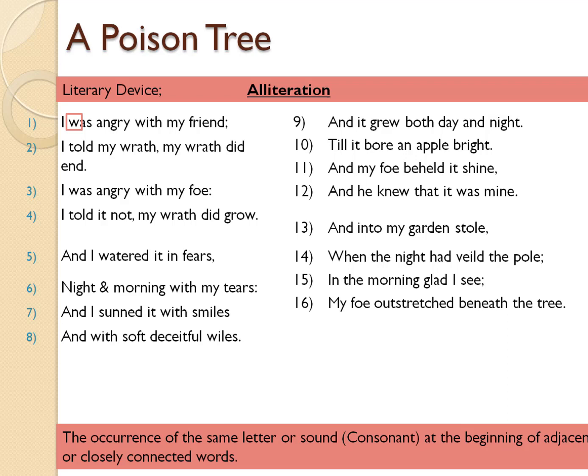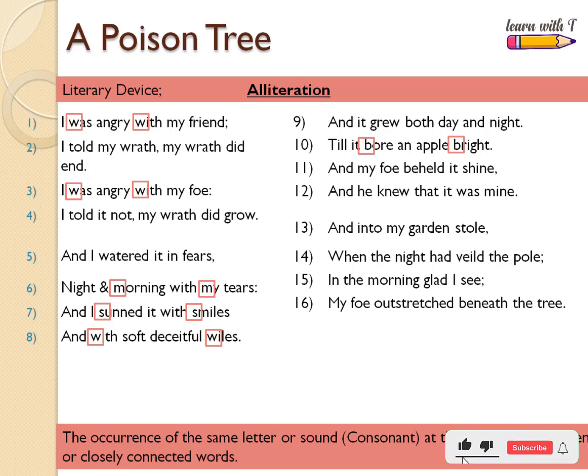In the first line, I was angry with my friend. So was and with, the same consonant sound is being used here. In line 3, I was angry with my foe. The same words have been used and the same consonant sound has been used here. Then in line 6, night and morning with my tear. Morning and my both start with the same consonant sound. Then in line 7, and I sunned it with my smile. Sun and smile start with the same consonant sound. In line 8, and with soft deceitful wiles. With and wiles start with the same consonant sound. And then in line 10, till it bore an apple bright. Bore and bright start with the same consonant sound b.